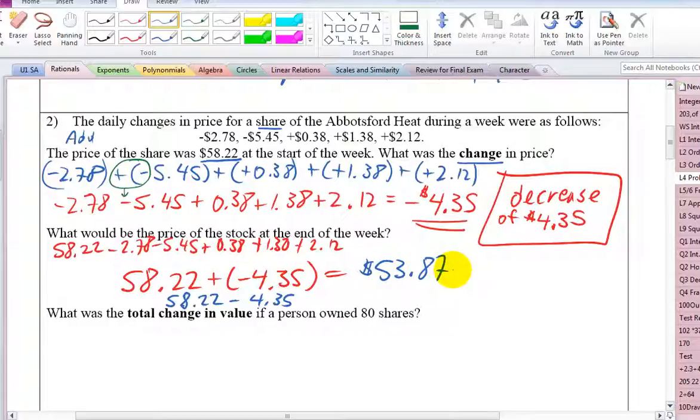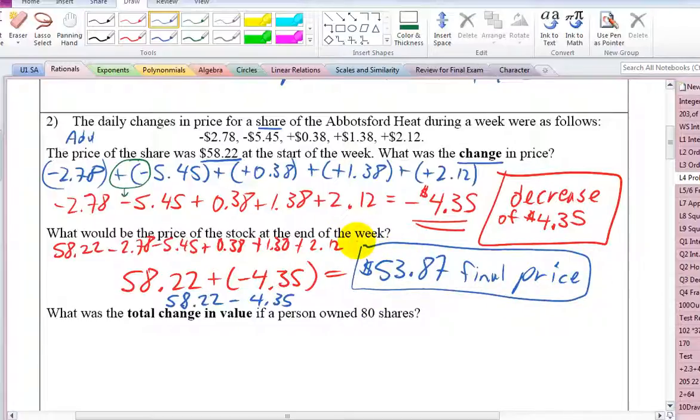$53.87. Okay. So this here would be your final price. Notice how I am using words here because it is a word problem. So I always like to give a short little sentence, and that's good because that makes you double check and make sure you answered the question properly. Questions? I'm going a little quick. I do understand that because of the shortness on time.